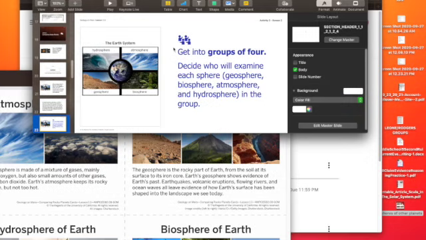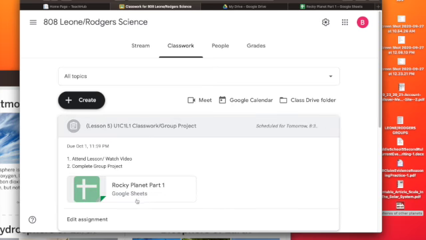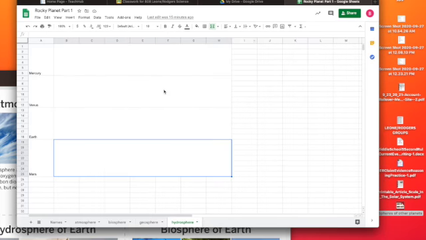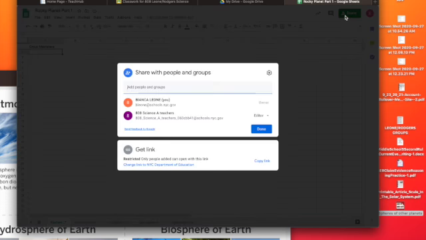Now, in your groups, you're going to go on Google Classroom, and in here you'll be able to click on rocky planets. Before you even start, you need to write the names of all the people in your group. Only one person needs to do this. You will then share with the 3 other people in the group. So if you're the group leader, you will share with the people in the group so everybody can be working on this at the same time.